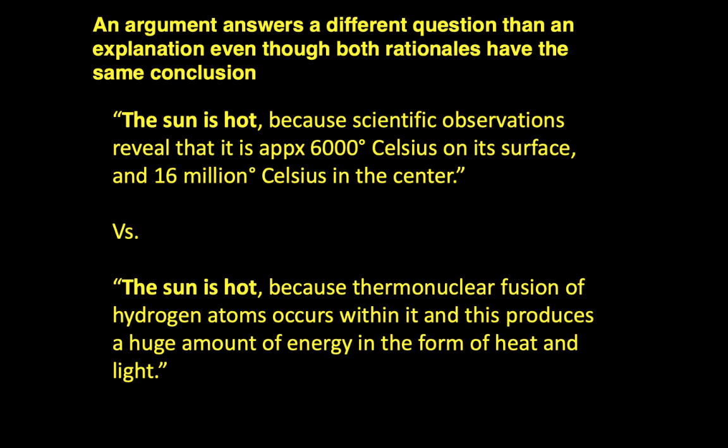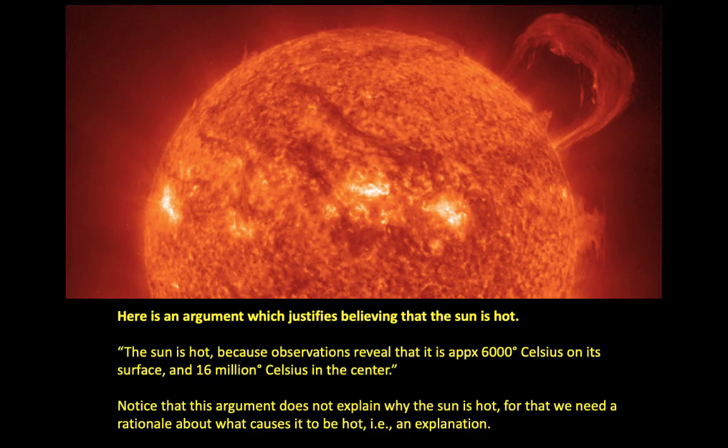The sun is hot, because scientific observations reveal that it is approximately 6,000 degrees Celsius on its surface and 16 million degrees Celsius in the center, versus the sun is hot because thermonuclear fusion of hydrogen atoms occurs within it, and this produces a huge amount of energy in the form of heat and light. So here's the argument. The sun is hot because observations reveal that it is approximately 6,000 degrees Celsius on its surface and 16 million degrees Celsius in the center. Notice that this argument does not explain why the sun is hot. For that, we need a rationale about what causes the sun to be hot.